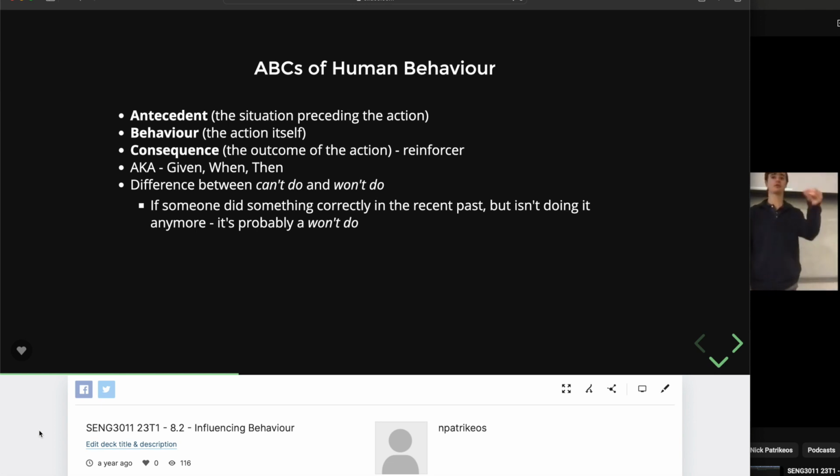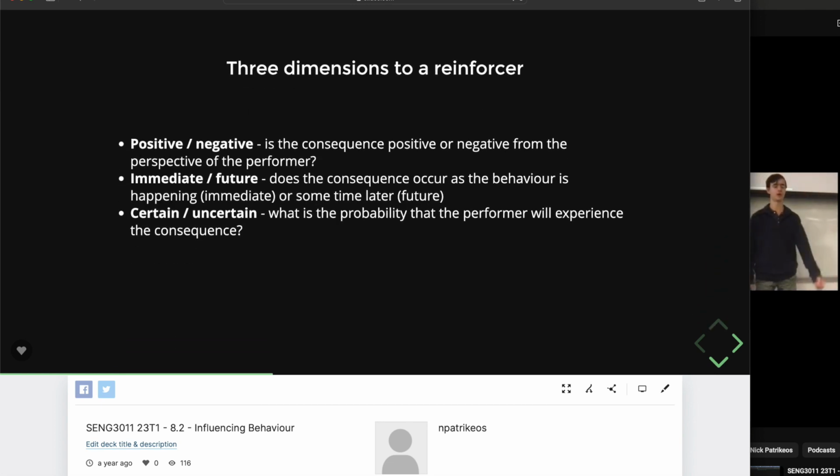So when it comes to a reinforcer, any sort of consequence that you want to implement as a way to influence behavior, there are 3 dimensions or aspects to think about. The first of those is it being positive or negative. We've kind of alluded to this already. Positive is good from the perspective of the performer. The performer is the person doing the action.